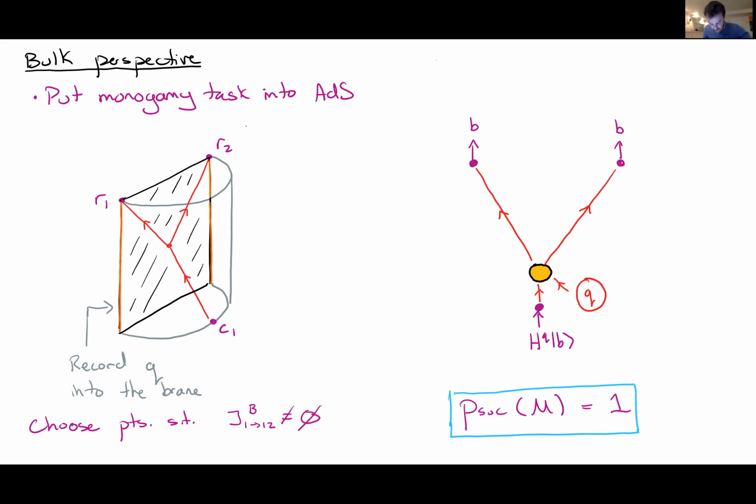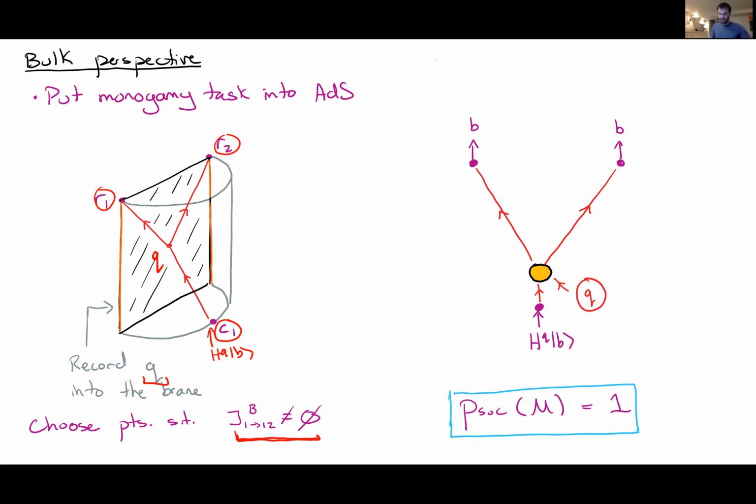And from here, the argument is pretty quick. So what we do is we put this task called the monogamy task into AdS. So we have some point down here, C1, R1, and R2. That's the input point for my task, right? So the HQB comes in here. And then following the conditions of the theorem, I'm going to pick a case where this thing is not empty. So the brane anchored scattering region is not empty. And then I'm going to specify that the information about Q is recorded into the brane.